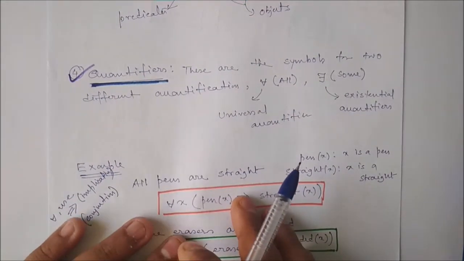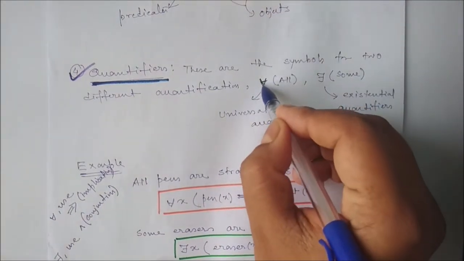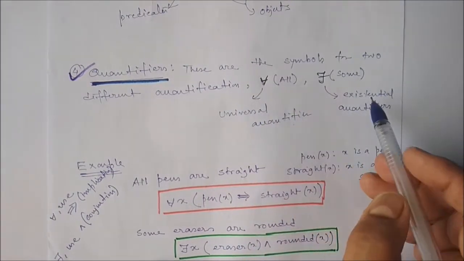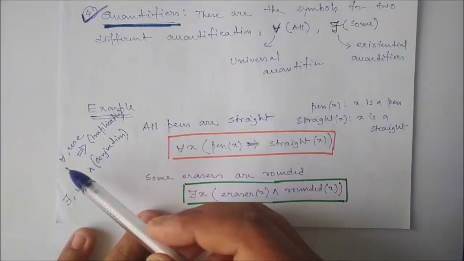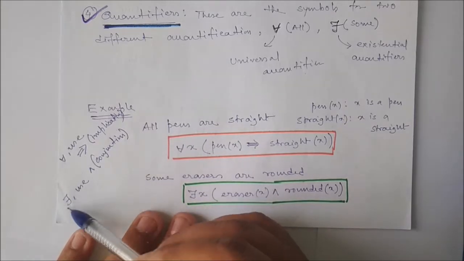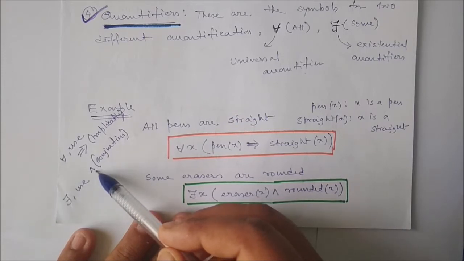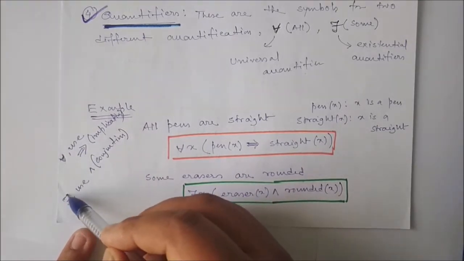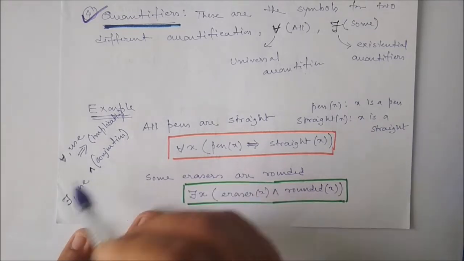Now quantifiers. These are the symbols for two different quantifications. We use this one for all and this one for some. So it is called the universal quantifier. It is called the existential quantifier. And remember one thing, we use for all with implication, and if we use there exists, we use conjunction. So if you want to use for all, we have to use implication. If you want to use the existential quantifier, we have to use conjunction.